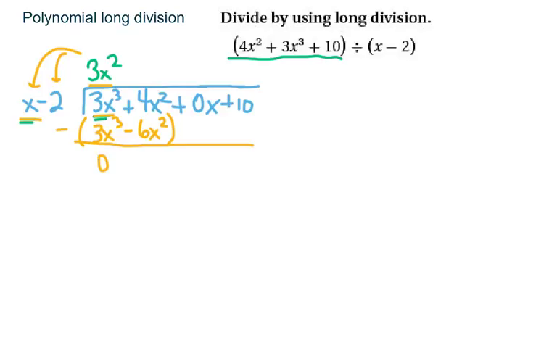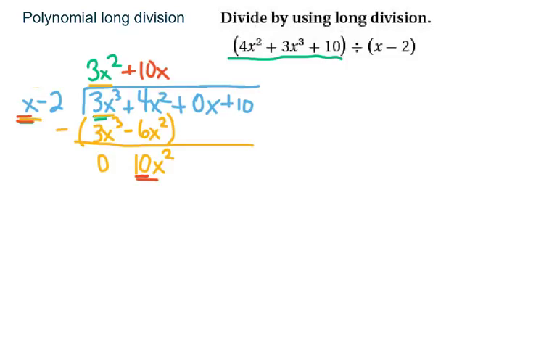4x squared minus negative 6x squared. Let me say that again. 4x squared minus negative 6x squared is 10x squared. All right, so now we're starting all over again. We're saying, how many times does x go into 10x squared? And it goes in 10x times, positive 10x.